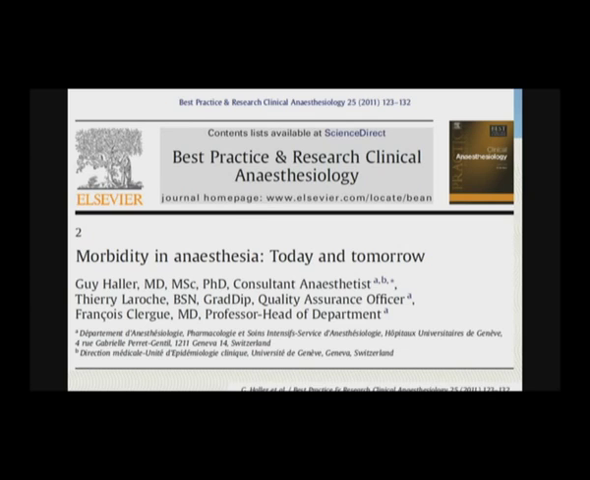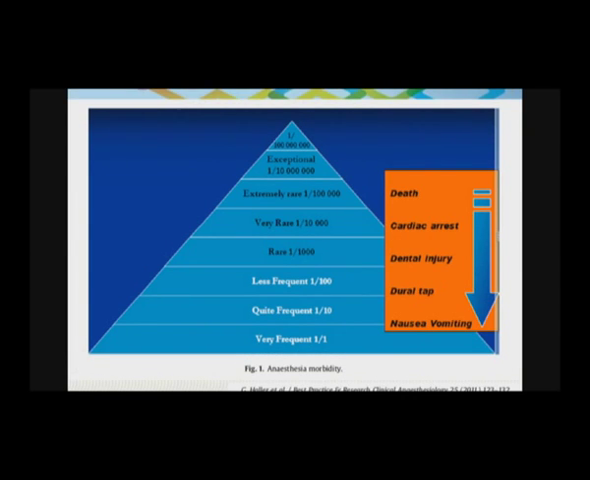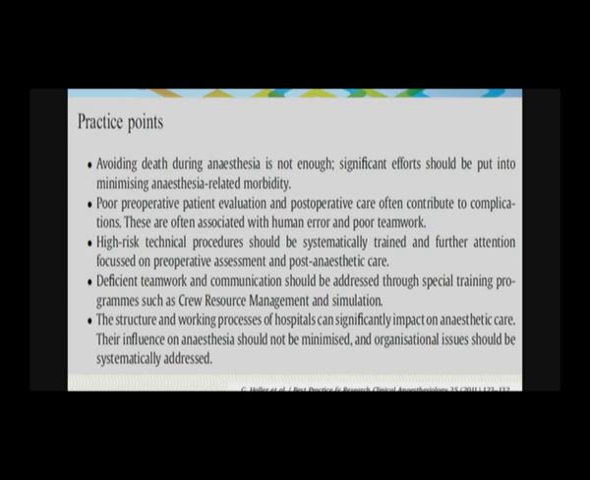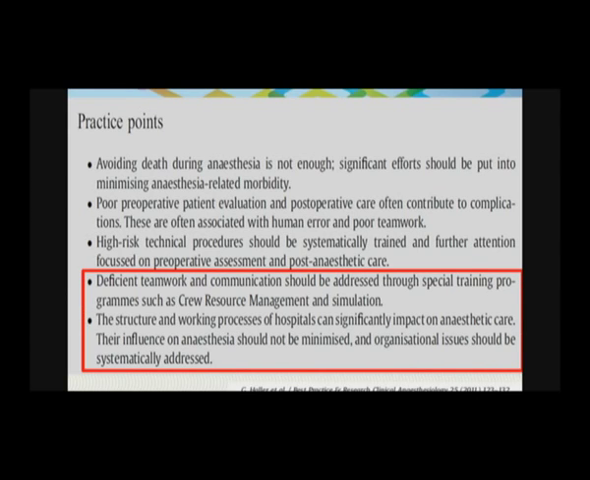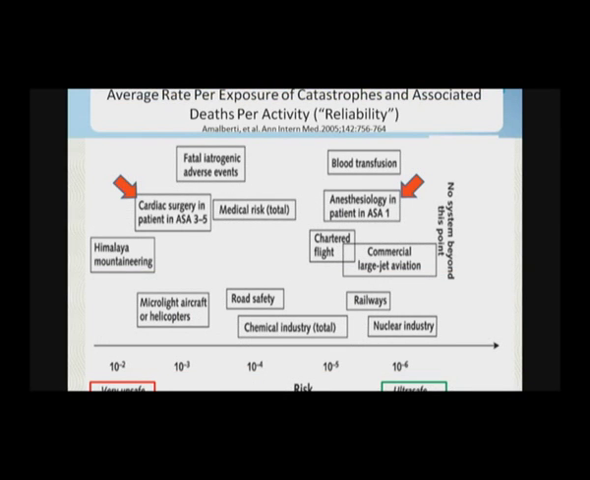This is when we talk to other professions, but when we look back in anesthesia, there is large room for improvement, because we know that death is very rare, but still we do have a lot of unexpected outcomes like dural tap, dental injury, nausea, vomiting, difficult intubation, cardiac arrest. There is room to improve. And it doesn't matter where you look at the data, deficient teamwork and communication, leadership, and human errors still contribute. As Dr. Muhammad said, we're just humans, we make errors.